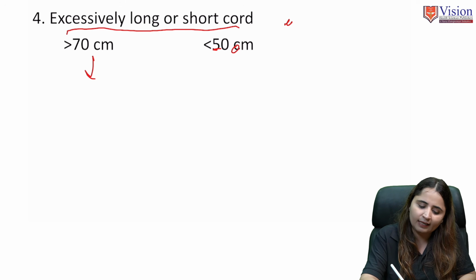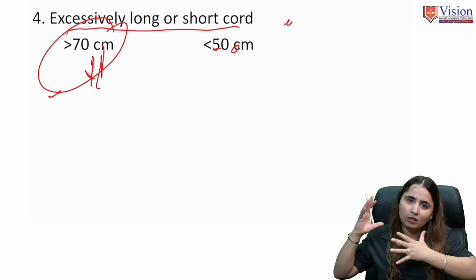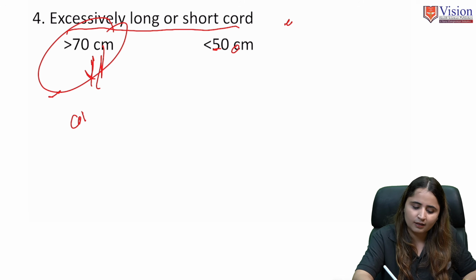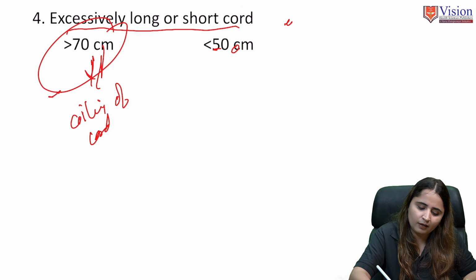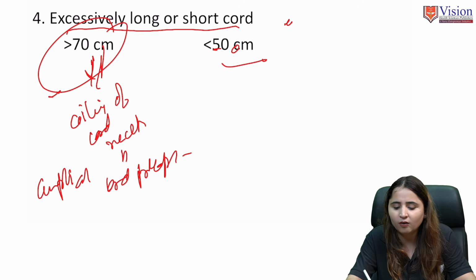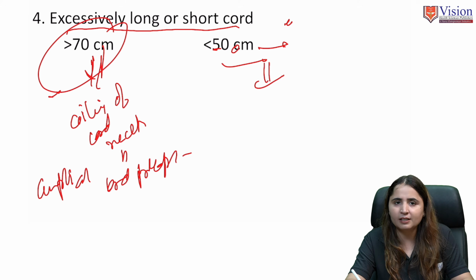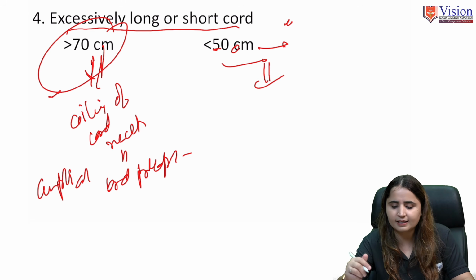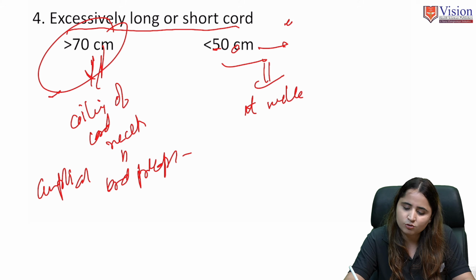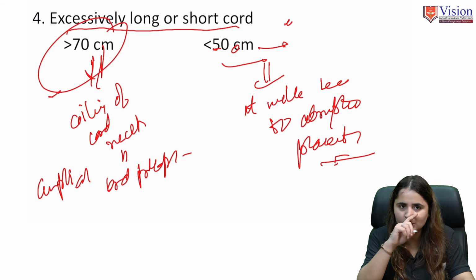Another abnormality of the umbilical cord is an excessively long or a short umbilical cord. A long umbilical cord is when the length is more than 70 centimeters. An excessively long cord will lead to coiling of the cord around the neck, and its complication is cord prolapse. Second is the short cord, when the length of the umbilical cord is less than 50 centimeters. It is usually diagnosed after delivery, and in some conditions it will lead to abruptio placentae, that is premature separation of the placenta.